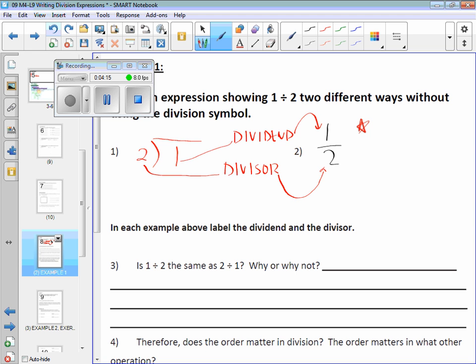Okay, what about this? I bet you know number 3. Is 1 divided by 2 the same as 2 divided by 1? Everybody agree it's no? Order matters, you're going to get different answers. 2 divided by 1 is 2. 1 divided by 2 is 1/2.